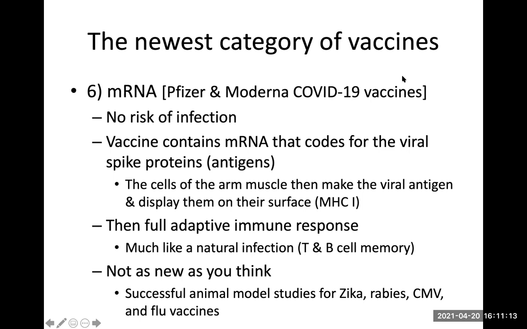All right. There's no risk of infection. You only have mRNA for a particular antigen, and that's it. And it's the spike protein of the virus. So no risk of infection. You're giving the mRNA to the cells where you received the shot, so the arm muscle cells. They will then produce the antigen and display it on their MHC1 markers, and that will give a full adaptive immune response. T and B cells are going to respond. You're going to get a memory response. So it's good, very effective.